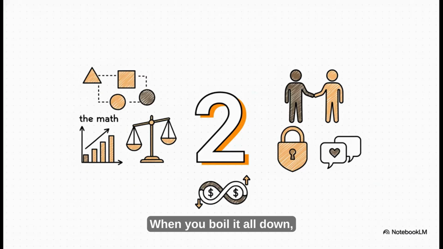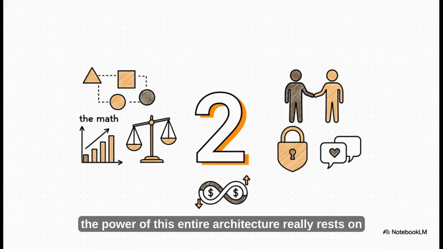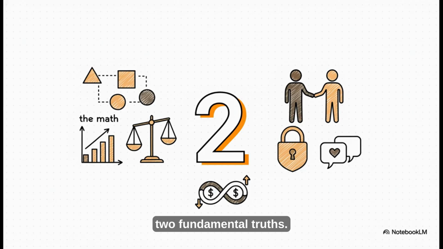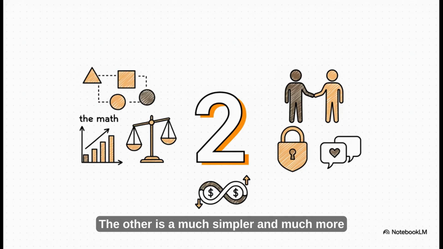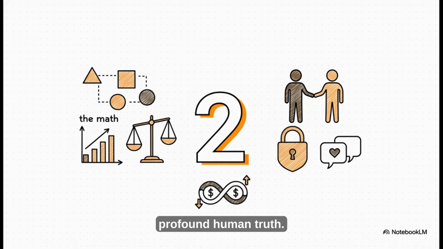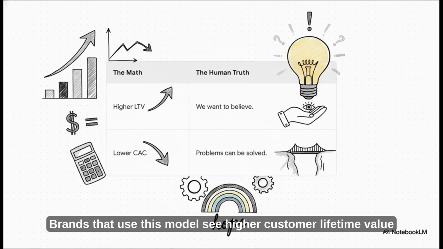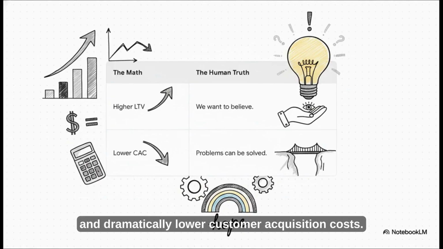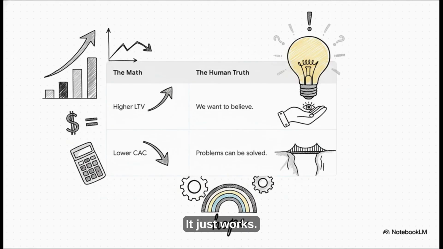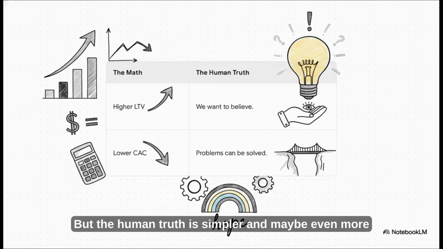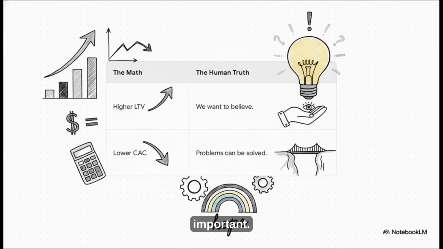When you boil it all down, the power of this entire architecture really rests on two fundamental truths. One is the cold, hard math of business. The other is a much simpler and much more profound human truth. The math is just undeniable. Brands that use this model see higher customer lifetime value and dramatically lower customer acquisition costs. It just works. But the human truth is simpler, and maybe even more important.